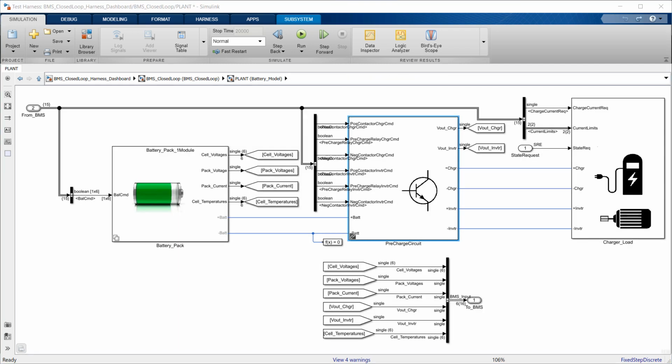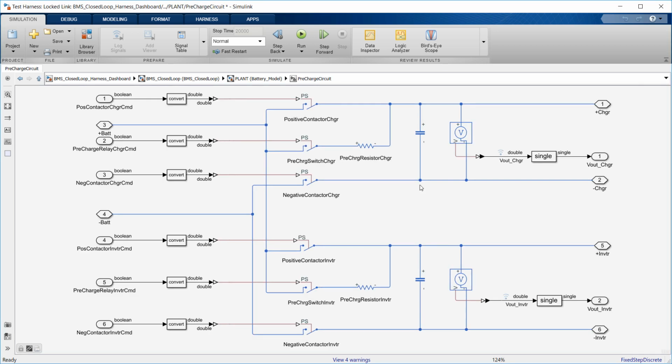A further element of the plant model is the set of charger and inverter contactor circuitry. Prior to connecting a battery pack to a charger, it is important to pre-connect them via a resistor to prevent an excessively high current from rushing into the pack and potentially damaging it. This pre-connection needs a special sequence that we will show when we describe the BMS algorithm.